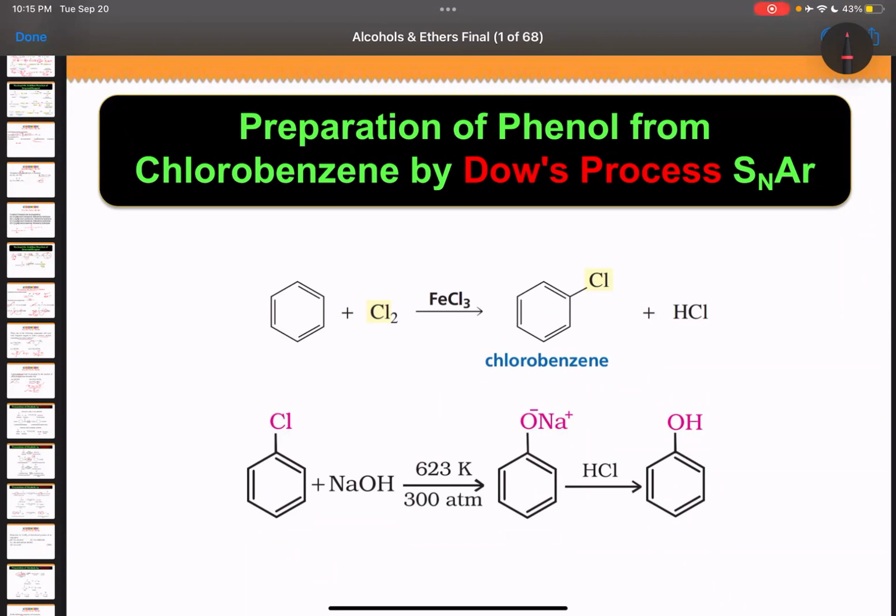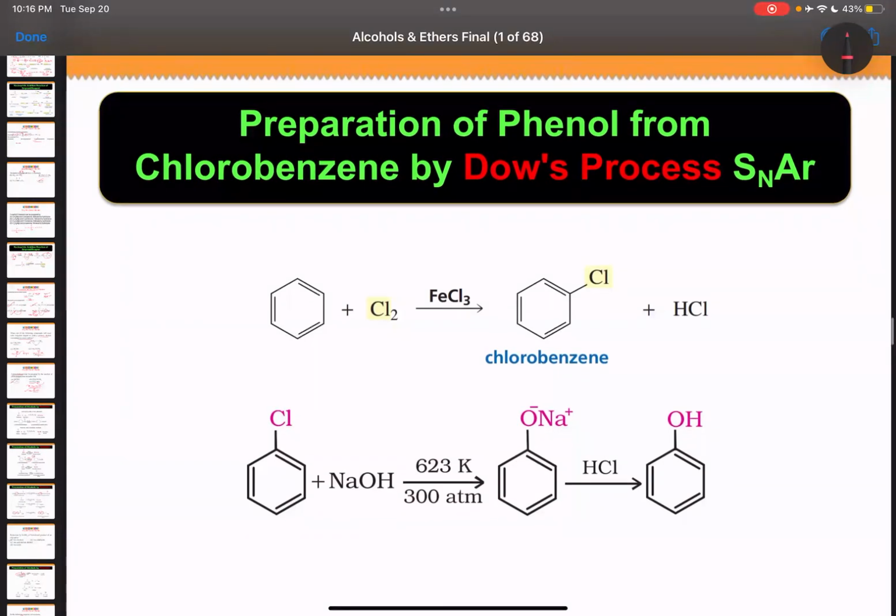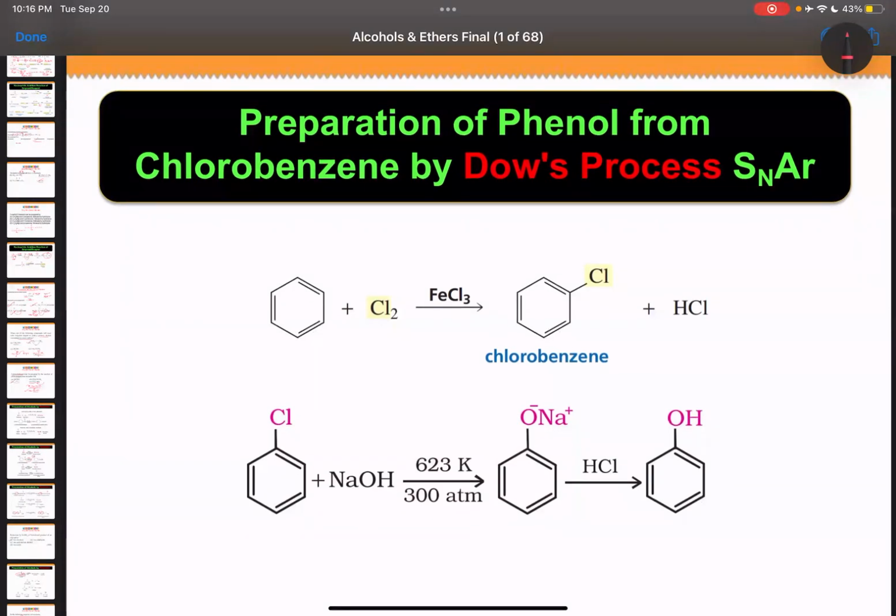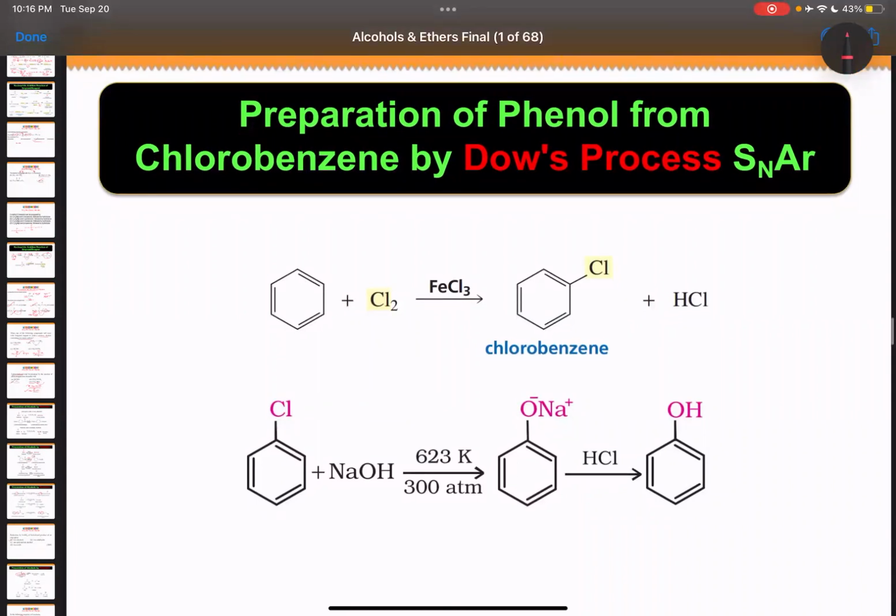Sir, we first treat it with oleum and then with sodium hydroxide. Yes, that is NAS. Or you can make it chlorobenzene, it's actually the same, and then you can use Dow's process.